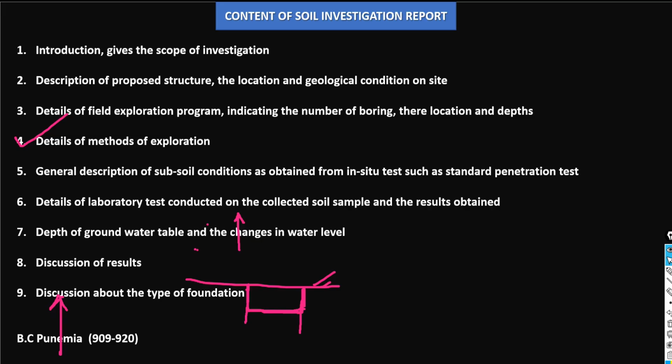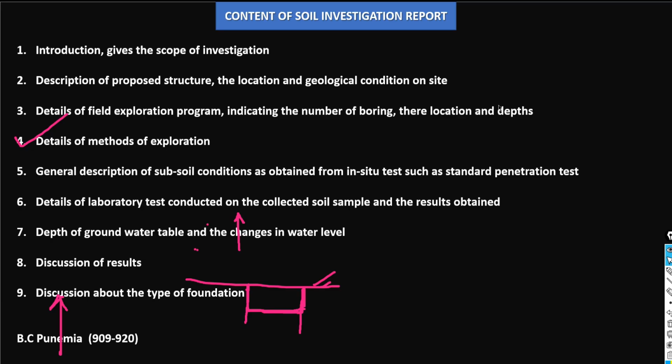Any soil investigation report will include all the information about the project: the title of the project, the location, the owner of the project, the architect, the designer, and who is going to investigate the land. Everything will be given in the introduction. The scope of work will also be there: the objective, and the need to perform the investigation. Then location and geological conditions will be there.